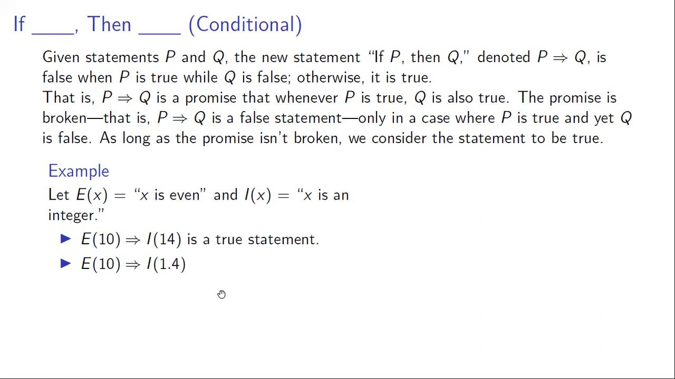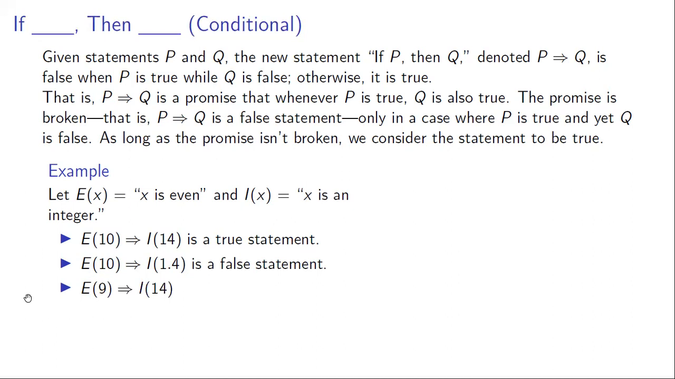How about this? If 10 is even, then 1.4 is an integer. That is making a promise that if 10 is even, then 1.4 must be an integer. Well, the problem is 10 is indeed even, and yet 1.4 is not an integer. So this is a false promise, so it's therefore a false statement.